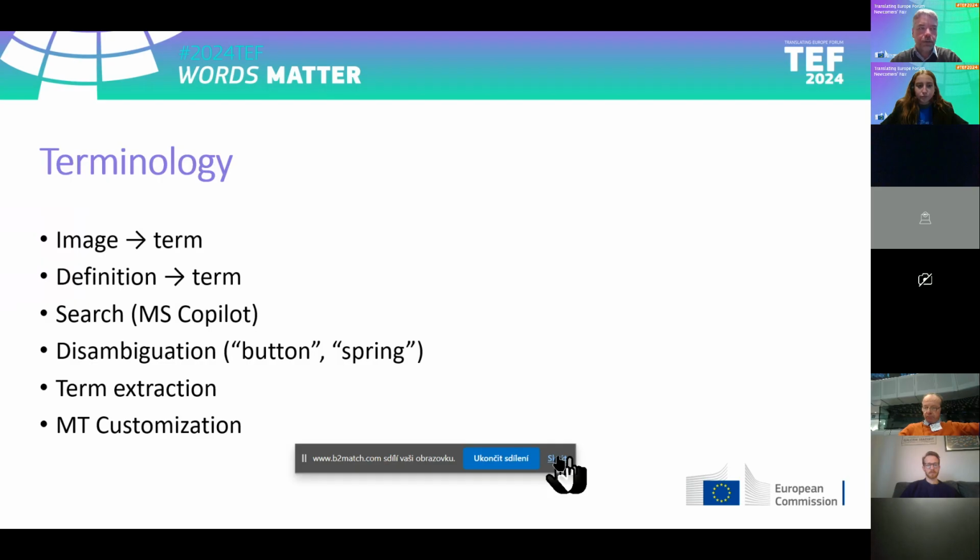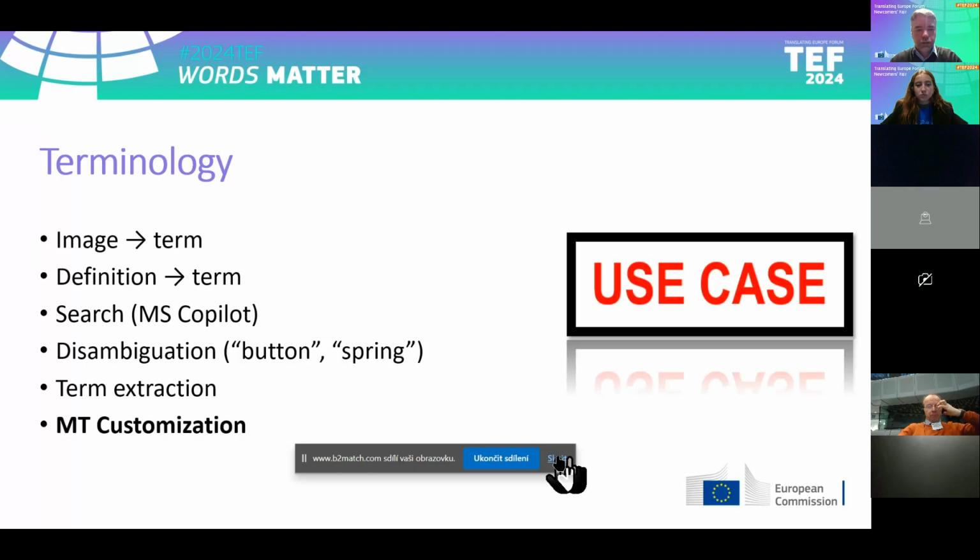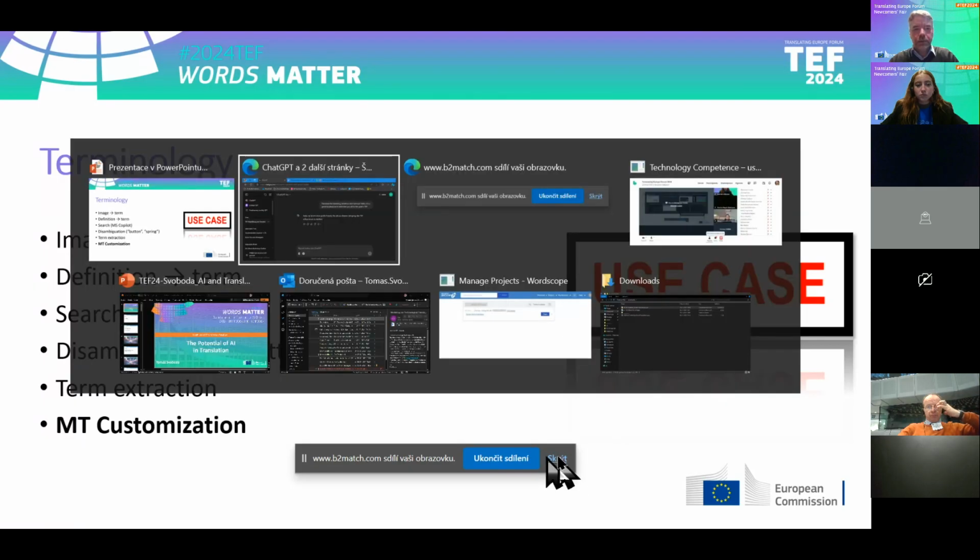You can always use AI functionalities in search engines now, such as in Microsoft Copilot. It could be useful when disambiguating terms, and I tried it when it comes to term extraction. But compared to human term extraction, the tool was far lagging behind. And let me show you MT customization functionalities when it comes to terminology.